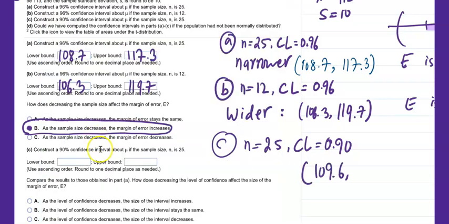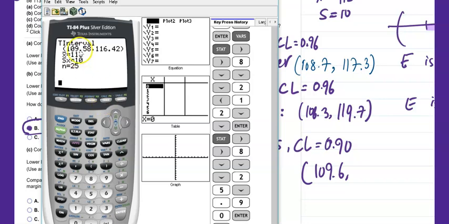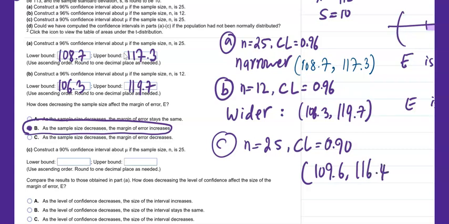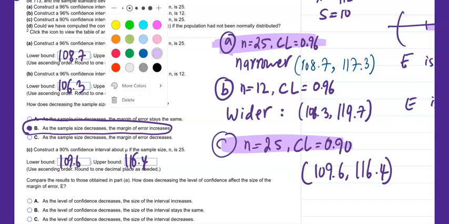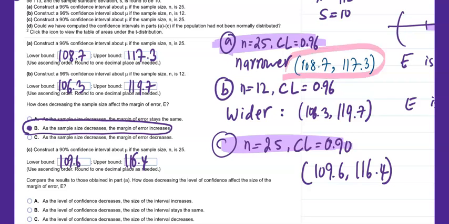109.6 comma, that's the lower bound, 116.4. Okay, 116.4. So now again, let's put the lower bound 109.6, 116.4. Now you compare these results to part A. Let's compare this with part A. Why? Because in part A, we used the same sample size but a different confidence level.